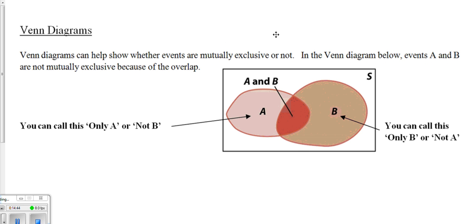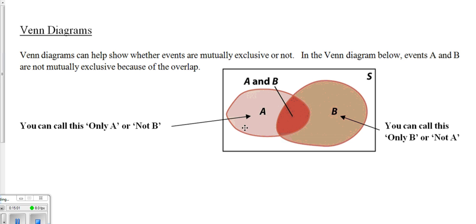Venn diagrams. Venn diagrams can help show whether events are mutually exclusive or not. In the Venn diagram below, events A and B are not mutually exclusive because there is an overlap. Anytime there's an overlap, that means these can both possibly happen at the same time.